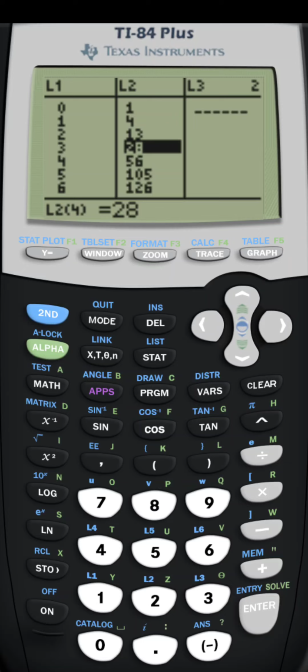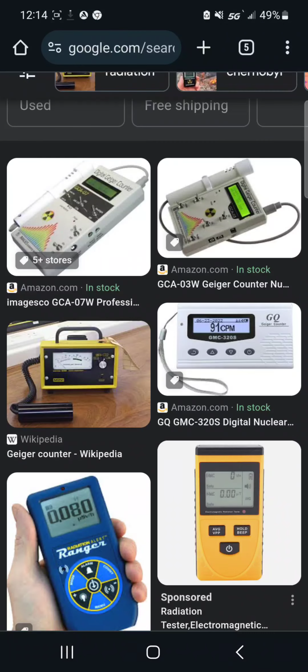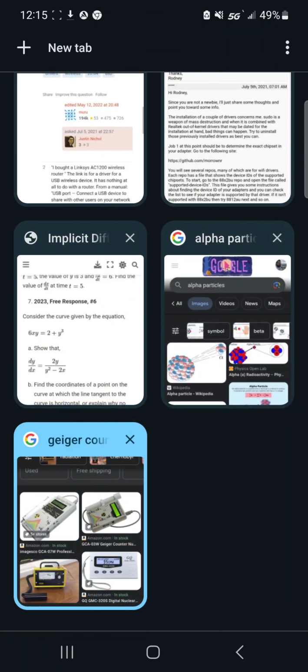Just to give you some context for what this data set represents, I've Googled a picture of a Geiger counter. What a Geiger counter measures is the number of radioactive particles that fall on its sensor, that bombard its sensor. And the data that we're looking at right now represents data that's been collected from a particular sample of an isotope of uranium. So this data set was created by holding a lump of uranium in front of a Geiger counter.